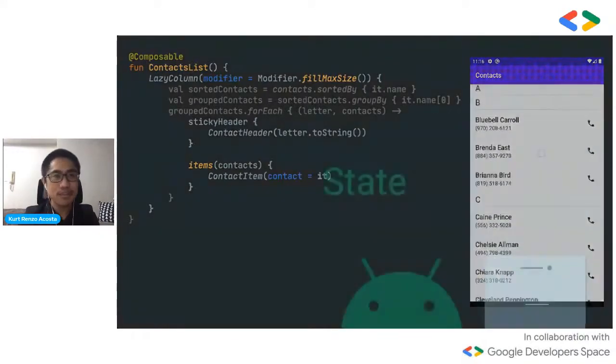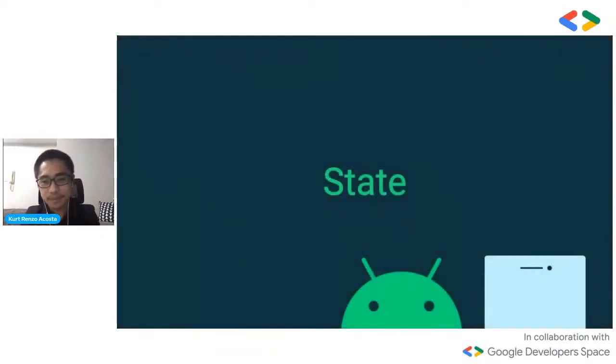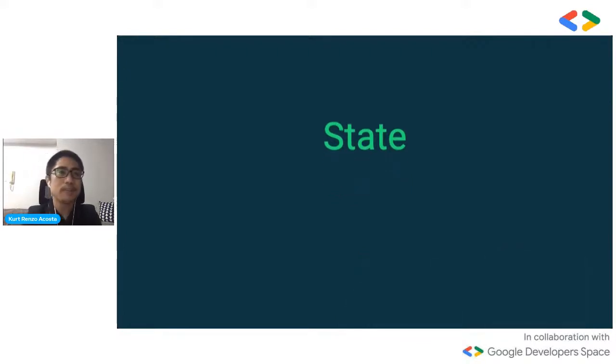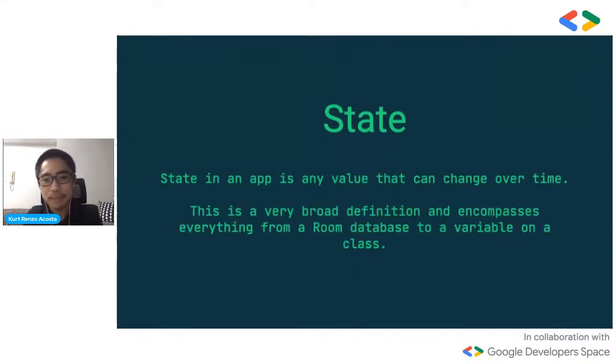Now we've been presenting things. We've been trying to make our UI. So now let's talk about state and try to give life to our apps and make them work. By their definition, state in an app is any value that can change over time. Like they said, it's a broad definition. It could be your Room database. It could be a variable in your class.